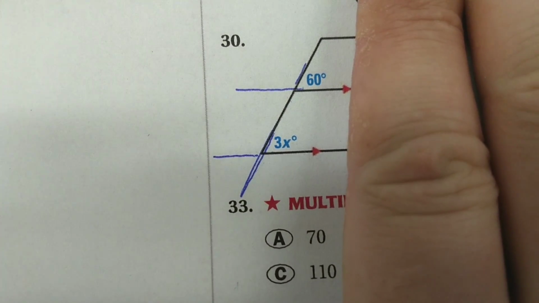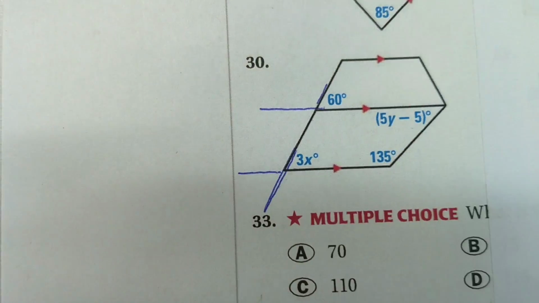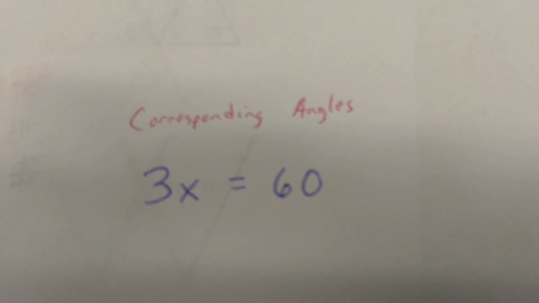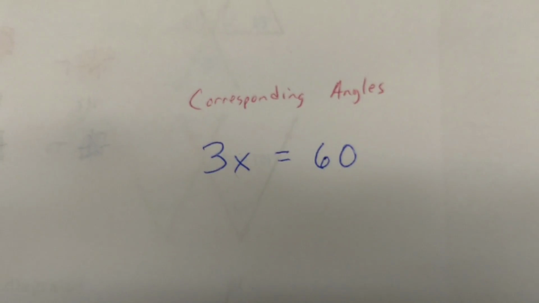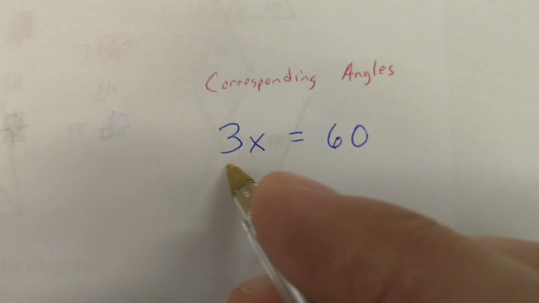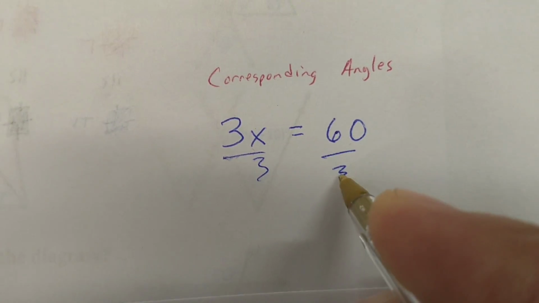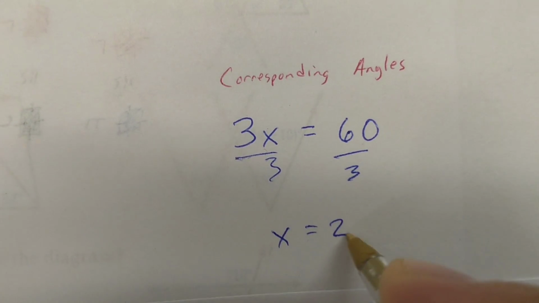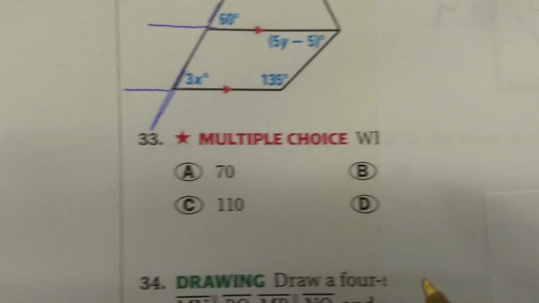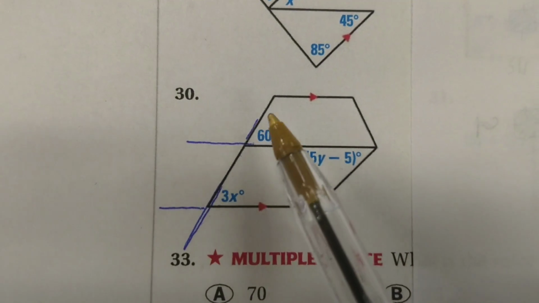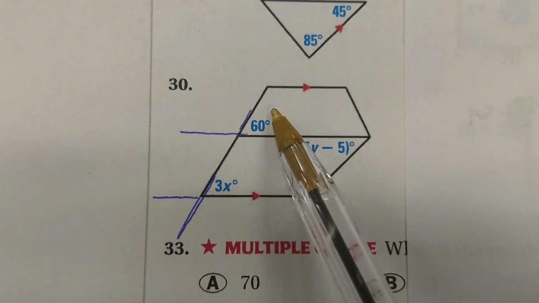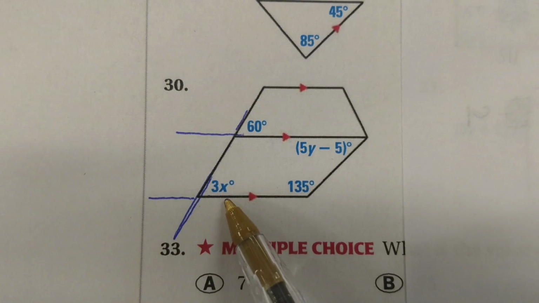Well, those are corresponding angles. What do I know about corresponding angles? They're congruent. So then I can come over here and say, well, that's my algebraic equation. 3x is going to be equal to 60. If I divide both sides by 3, x is going to have to be equal to 20. Okay, but I can only set up that equation if I first recognize that's my transversal, two parallel lines, corresponding angles have to be set equal.